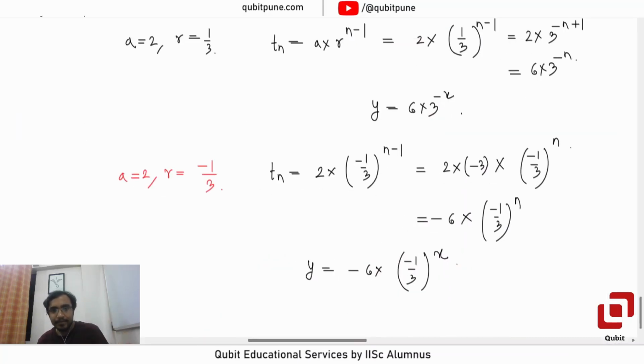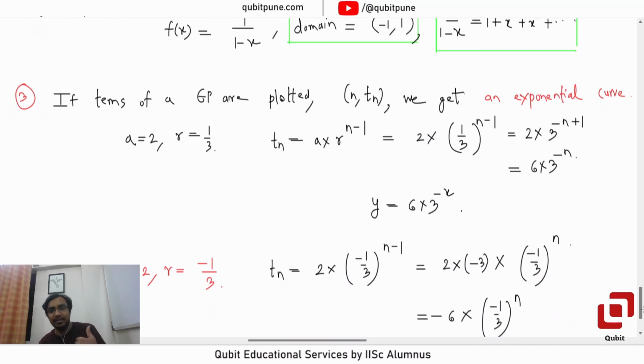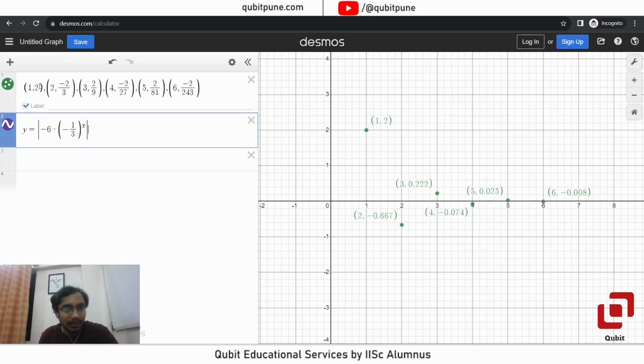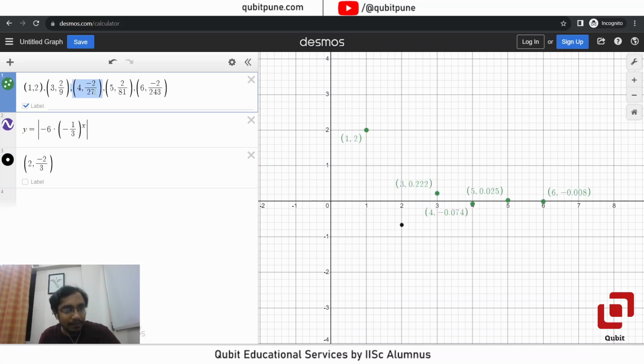And that is why the statement that I have made here, that plotting n comma Tn will give us an exponential curve, is valid only when r is positive. Are you getting that? Yes, sir. Otherwise we cannot plot them on a single curve. What you may do is pick the terms which are negative.